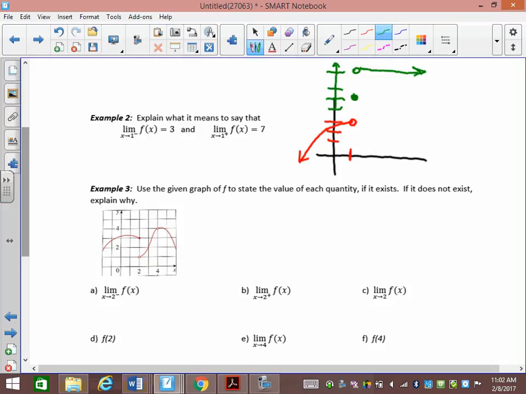So I actually have a limit from the left. And I actually have a limit from the right. But do I have a limit when x approaches 1? No, because from the left and the right, they don't approach the same thing. Does this make sense? Is it starting to make sense?